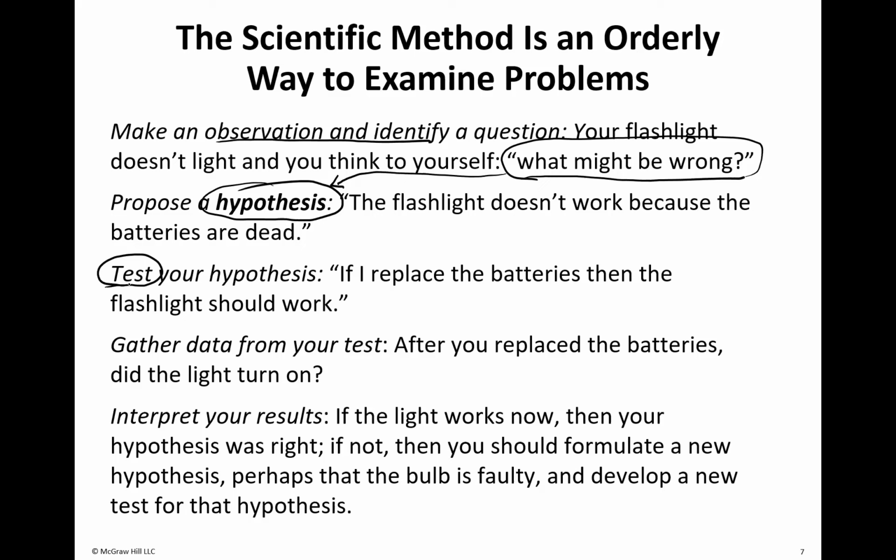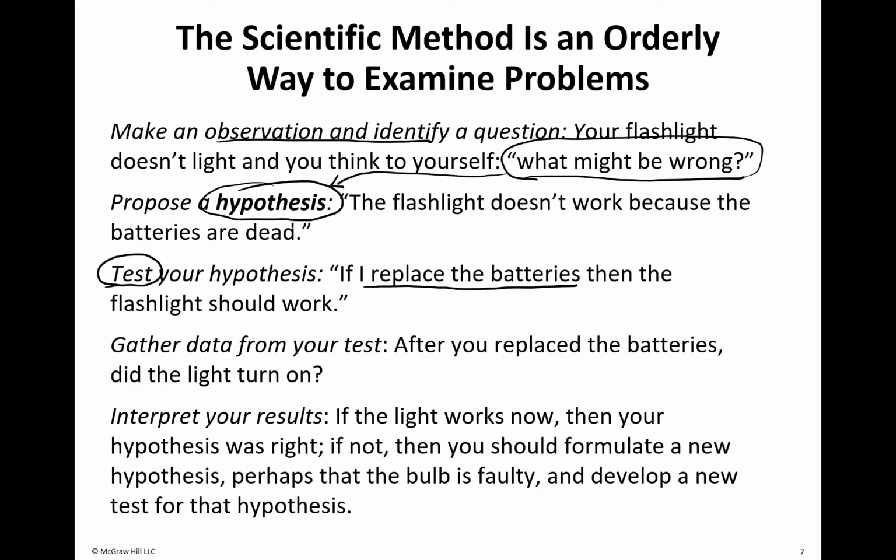So we test our hypothesis because we said that the flashlight does not work because the batteries are dead. What happens? We test by replacing the old batteries with new batteries. And after replacing them, we have the results. Maybe the battery works. It means that if the batteries work, then our hypothesis is correct. But what happens if the battery doesn't work? Then we have to create a new hypothesis.